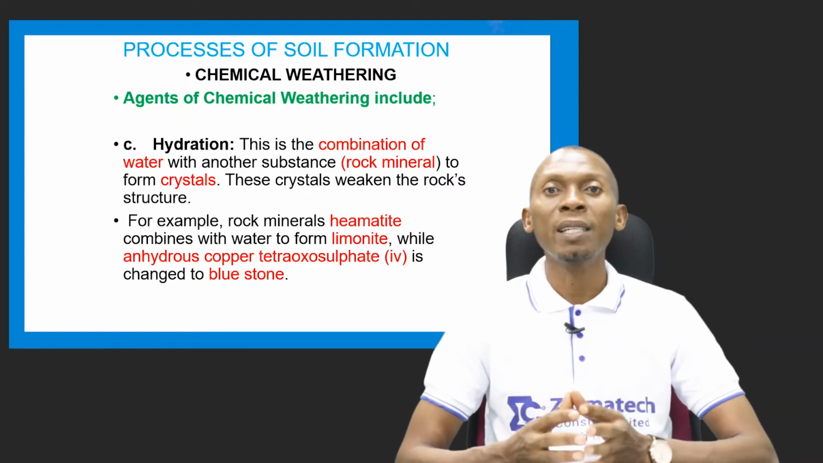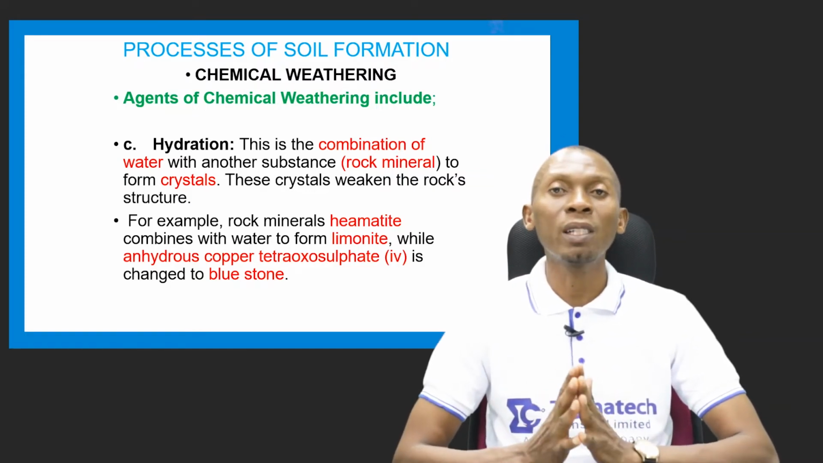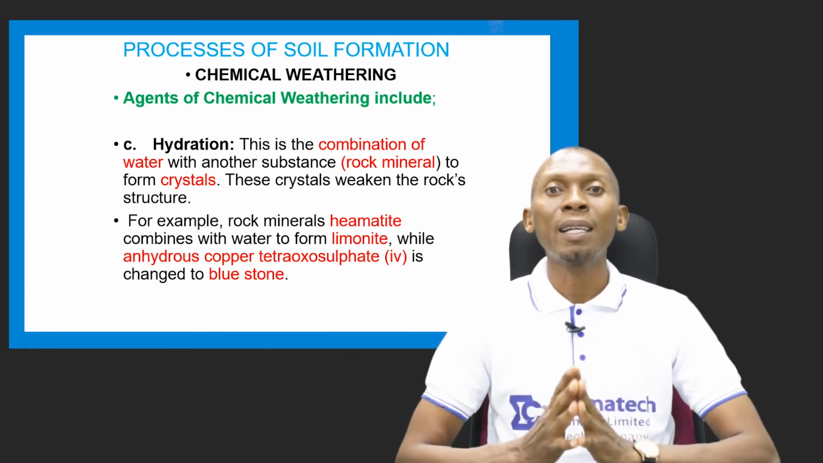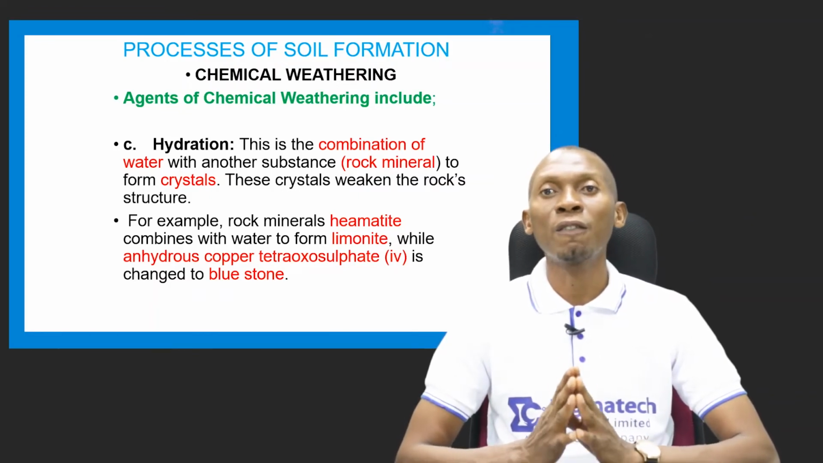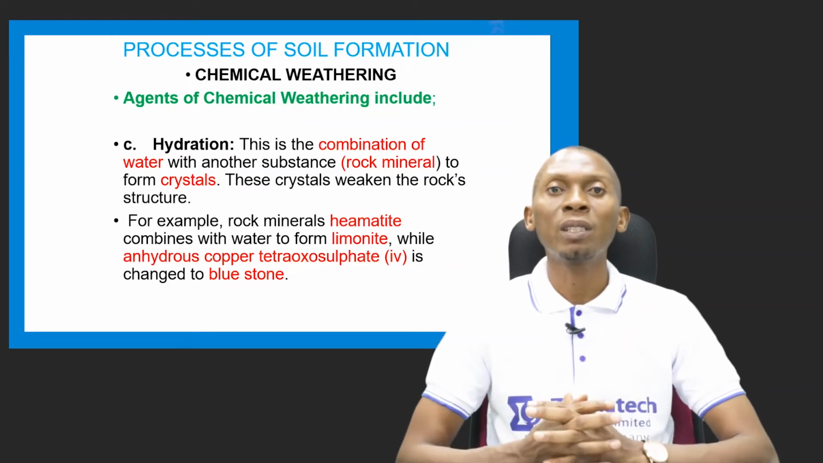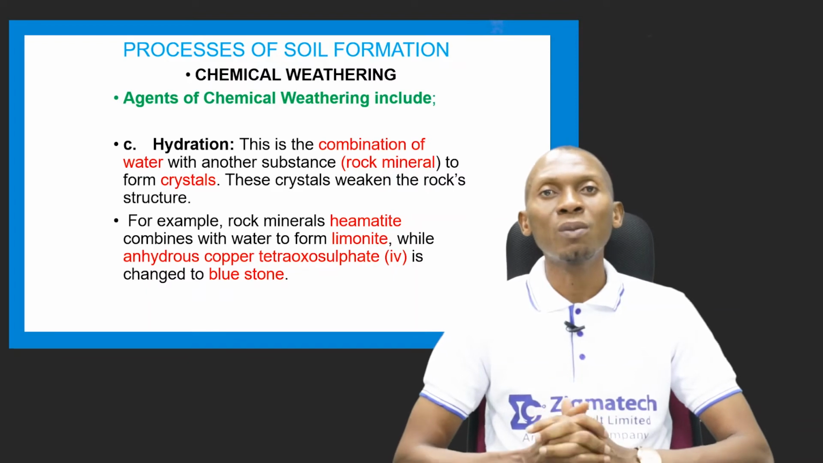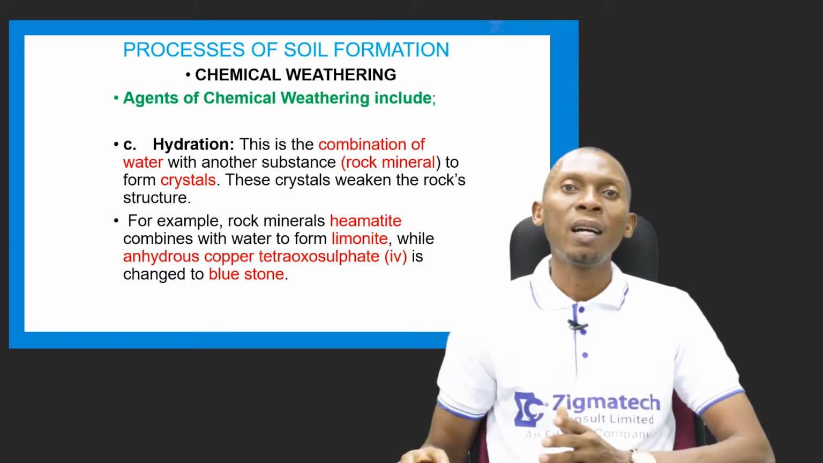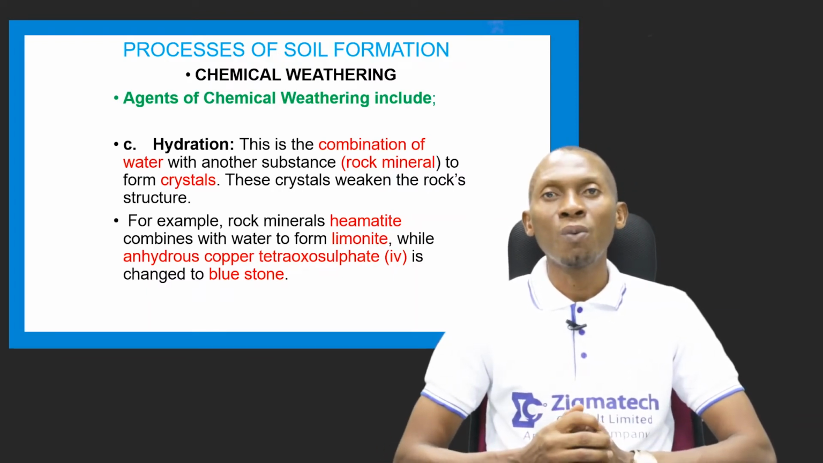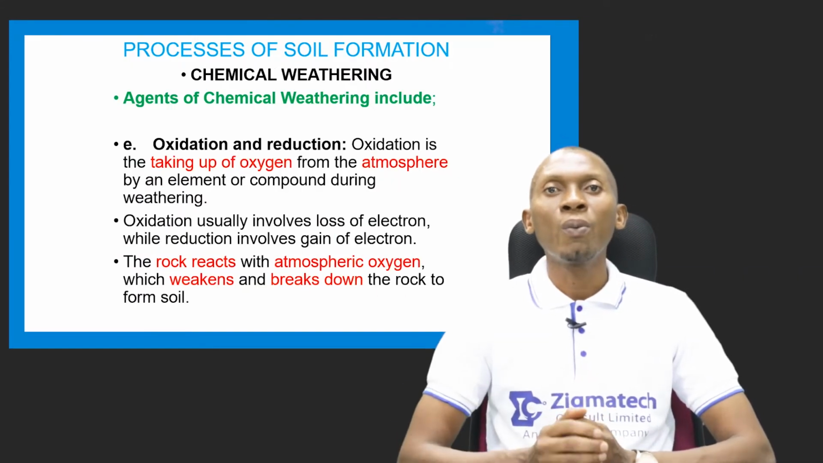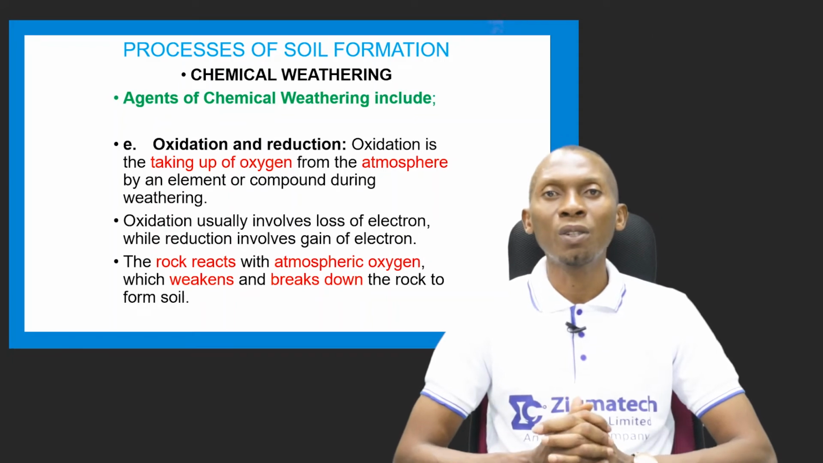An example here is hematite, which combines with water to form limonite. Another example is anhydrous copper sulfate, which reacts with water to form what is called bluestone. So this is what is called hydration as a means of chemical weathering.